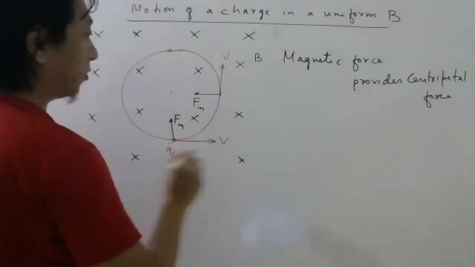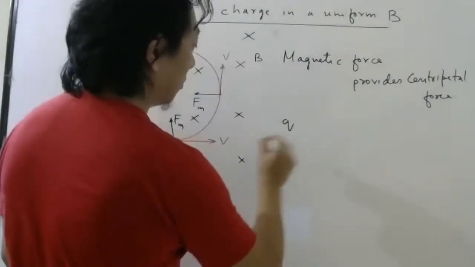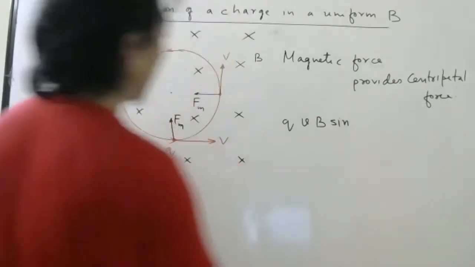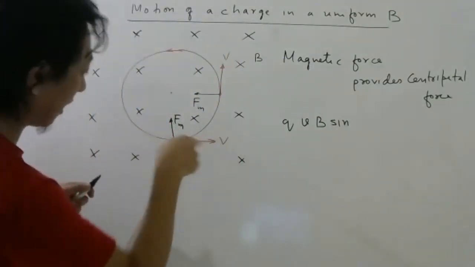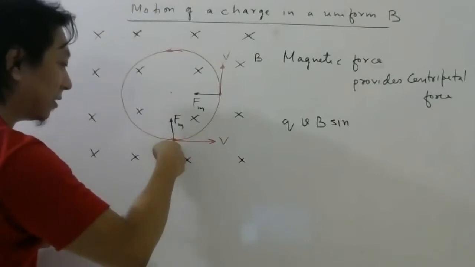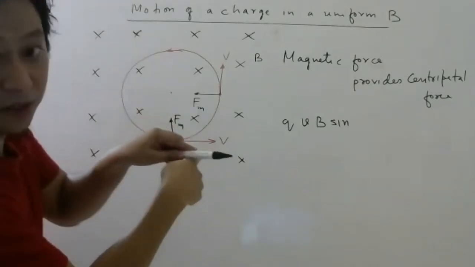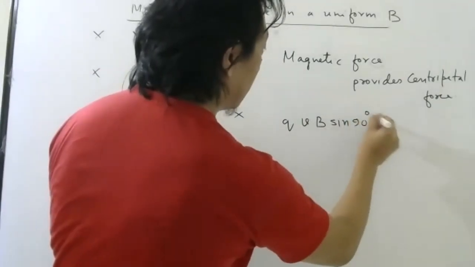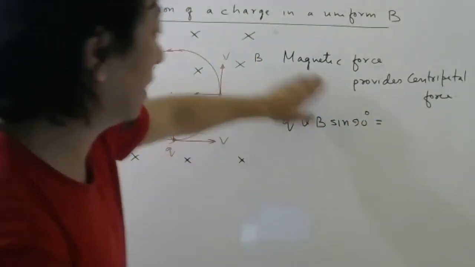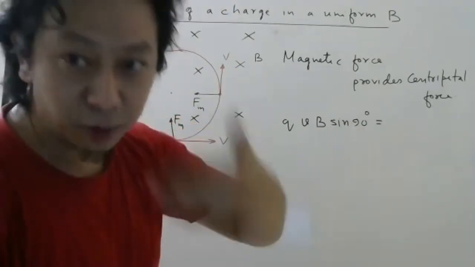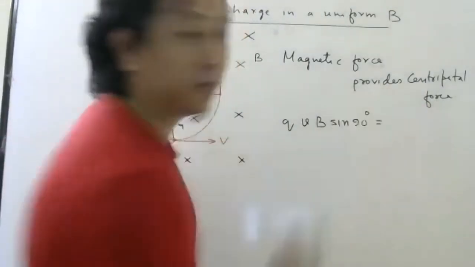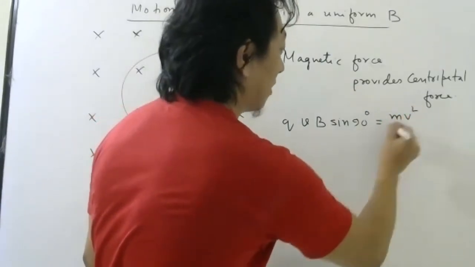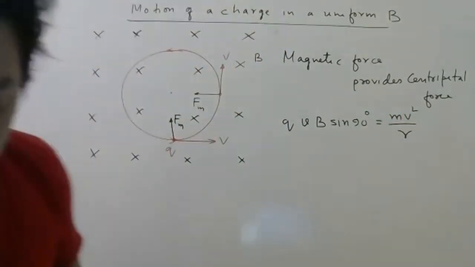Now, what is the magnetic force magnitude? Q V B sine theta. What is the angle between velocity and magnetic field? Magnetic field is inside the board. Velocity is on the board like this. So it is 90 degrees. Right? So this is your magnetic force. So that should be equal to, provides means it should be equal to centripetal force. Everyone knows the formula for centripetal force. mv square by radius.